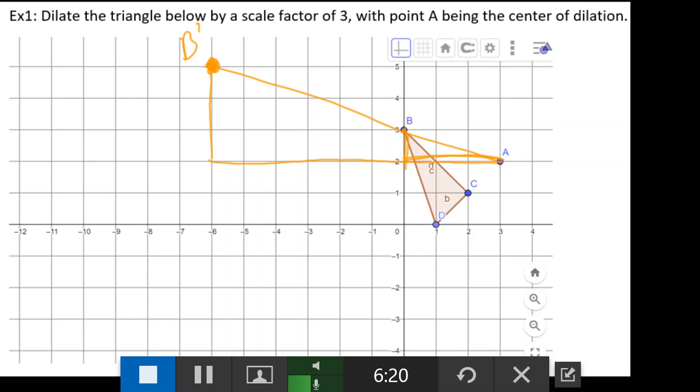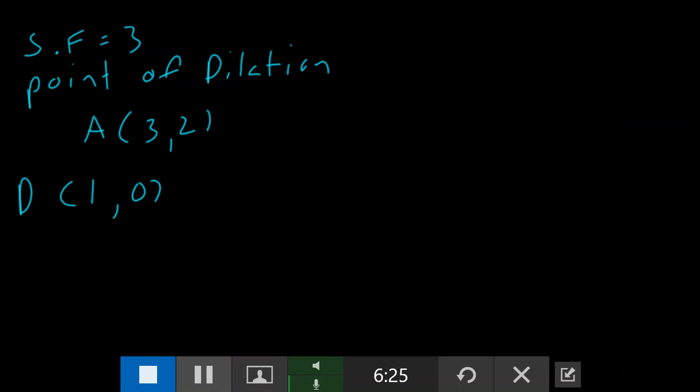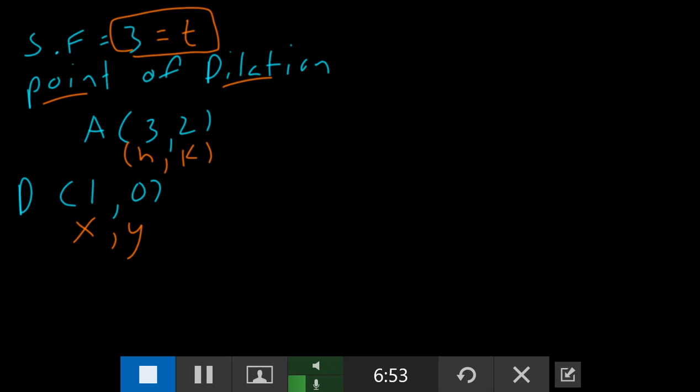Okay, let's go ahead and we're going to do point D together. Okay, so once again, when tackling these problems, you want to really clearly and concisely label things. And by the way, if you think this is a lot, I promise you this: after you do this a couple times, it actually gets pretty easy. So let's go ahead and label our points of interest. We know that 3 is this value t for our scale factor. We know that our point of dilation will always be h, k. And for any given point that we choose, it will be x, y.